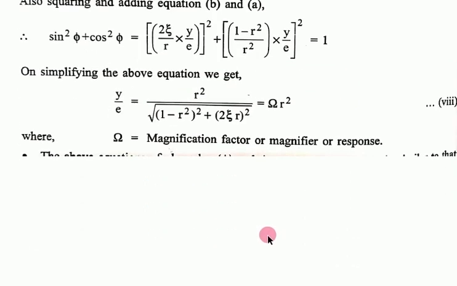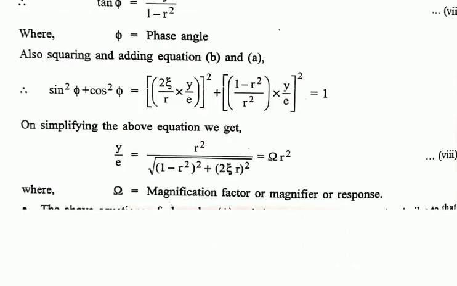So friends, this is our final answer: y upon e is r square upon under root of (1 minus r square) whole square plus (2 zeta r) whole square. And as I said, we can give the answer like this also, okay.